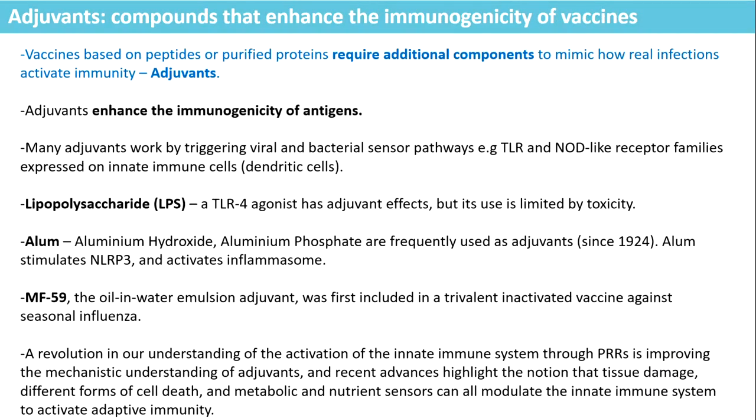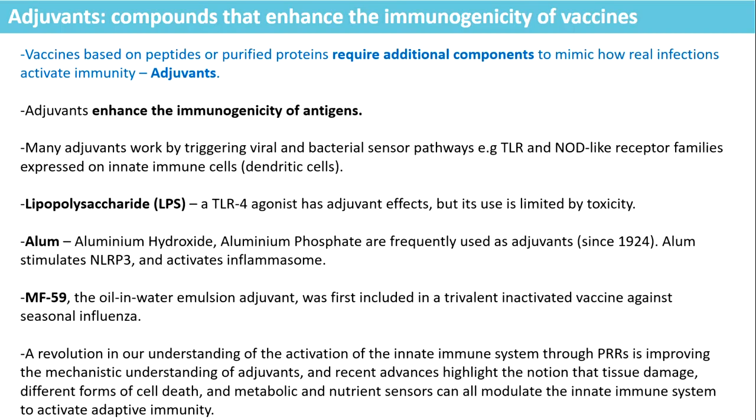So we'll have a look in more detail at adjuvants. Adjuvants are really important if we have a vaccine that is based on peptides or purified proteins, because we need to mimic that real-life infection and get that activation of the adaptive immune response. Essentially, what an adjuvant is doing is enhancing the immunogenicity of the antigen that you want to use in the vaccine.